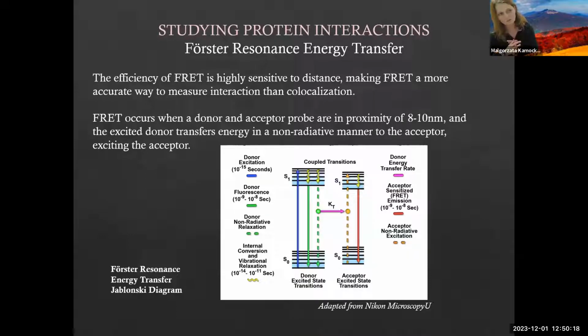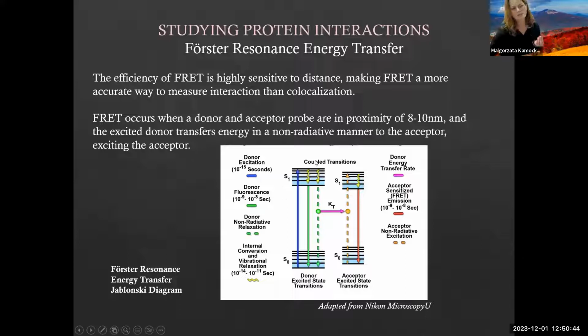And FRET is one of the techniques which is sensitive to distance. So for FRET imaging, we have two probes. One is donor and one is acceptor, and both are connected to two proteins of interest. So only if they are in close proximity to each other, the FRET signal is generated.